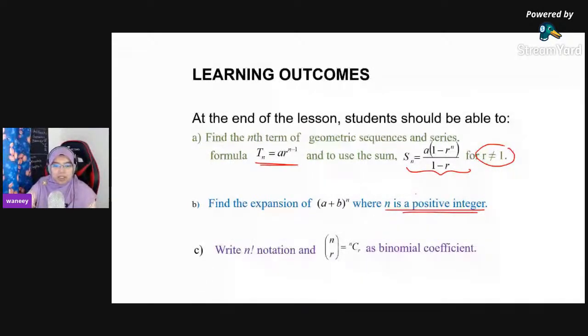Okay, so now the third one, right? The n factorial notation. So this is n factorial. The way we read them is n factorial. And this is nCr as binomial coefficient. So binomial coefficient number, normally we write them down as nr or nCr.